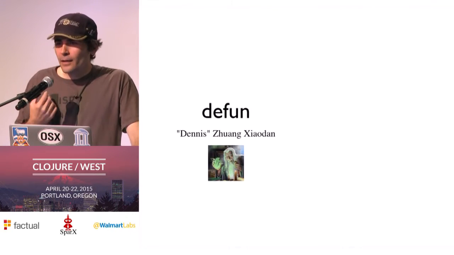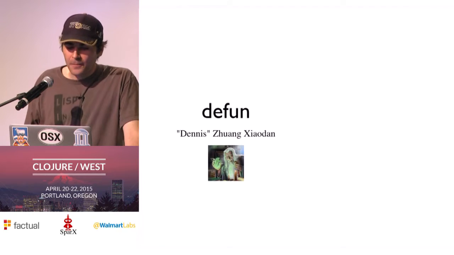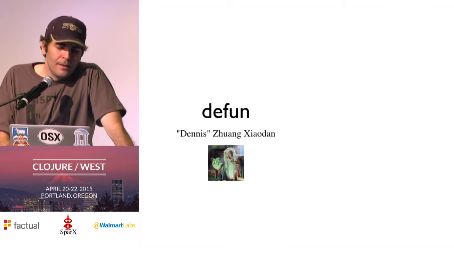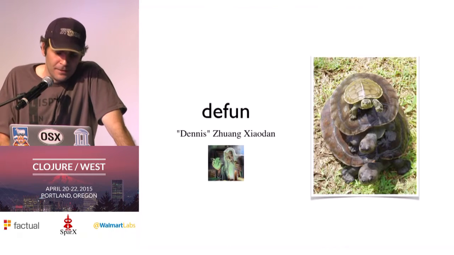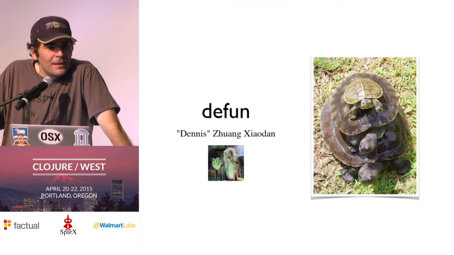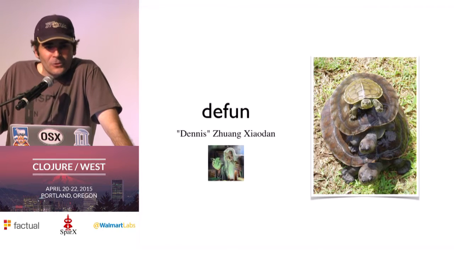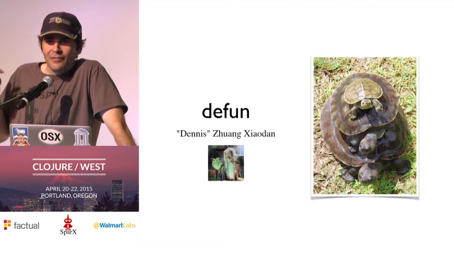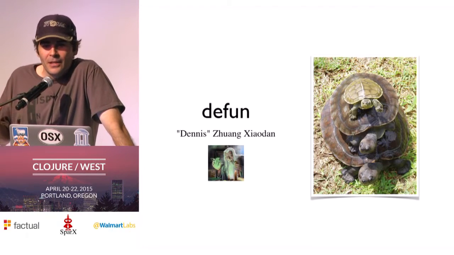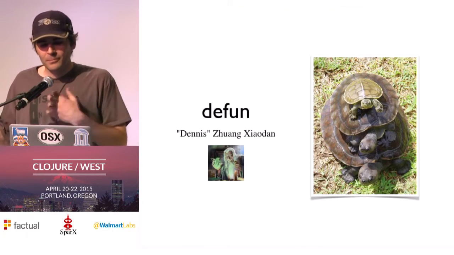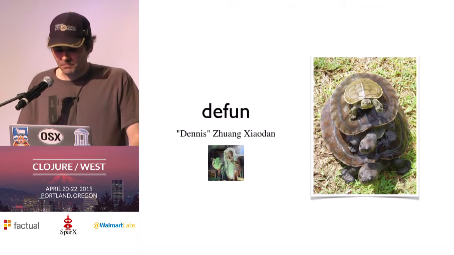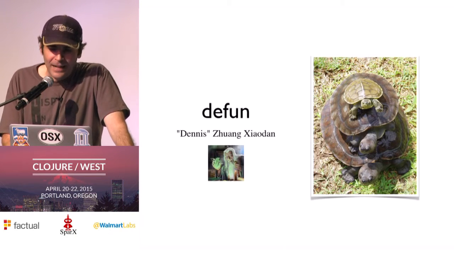So Dennis created a macro in a library called defun, and as is befitting someone who has two secret identities, it's macros all the way down. defun is a macro that is wrapping the core.match macro. So it's a library that's a macro wrapping another library that's a macro. It's awesome. And I didn't have to write it.